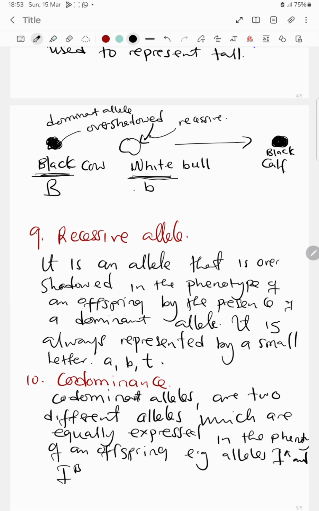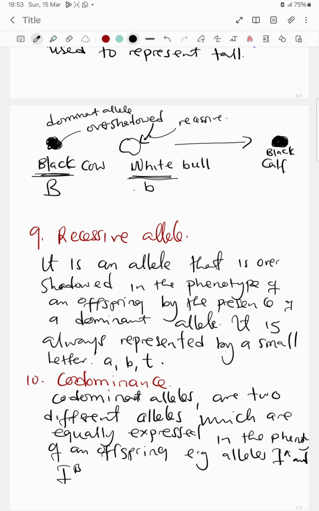Okay, we now look at codominance. So codominant alleles are two different alleles which are equally expressed in the phenotype of an offspring. They are equally, all of them, they are there in the phenotype of an offspring.